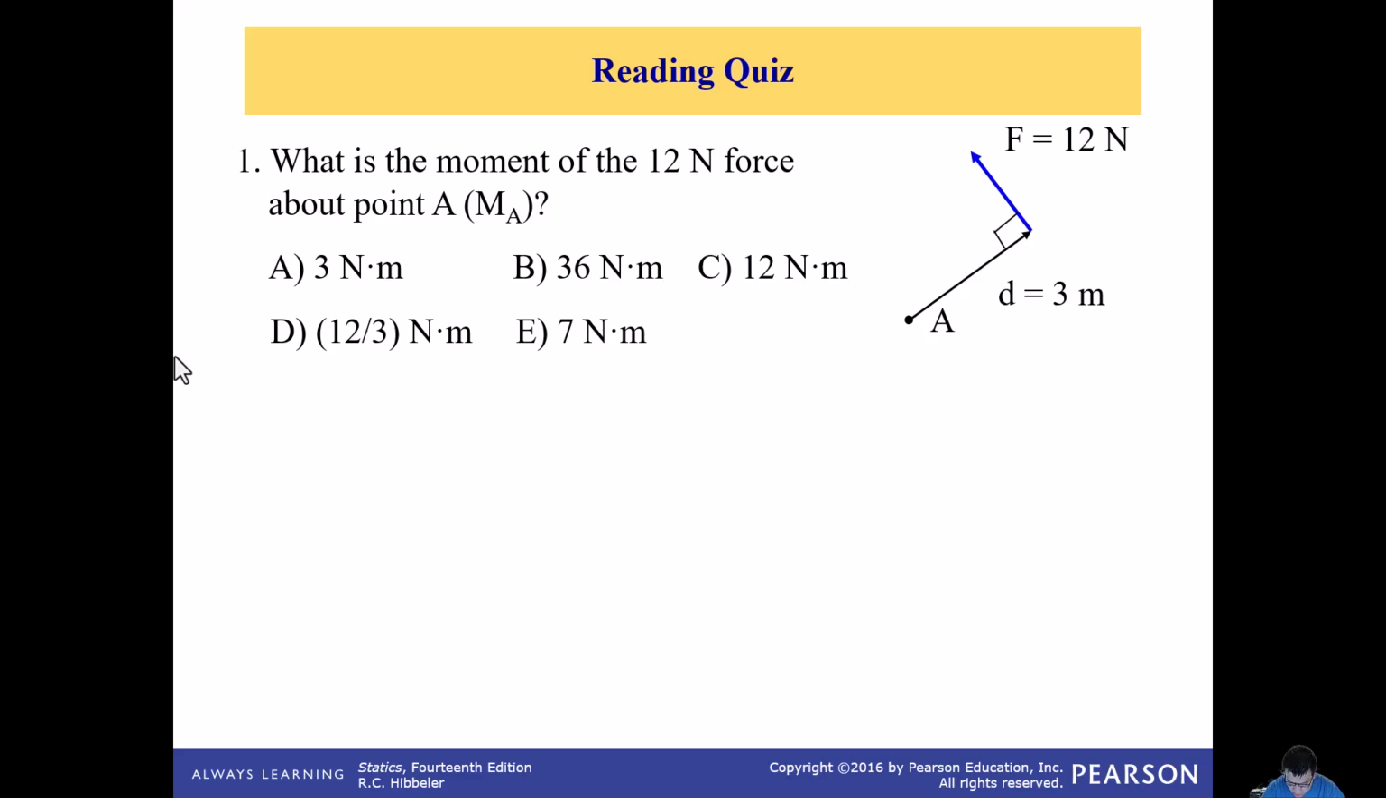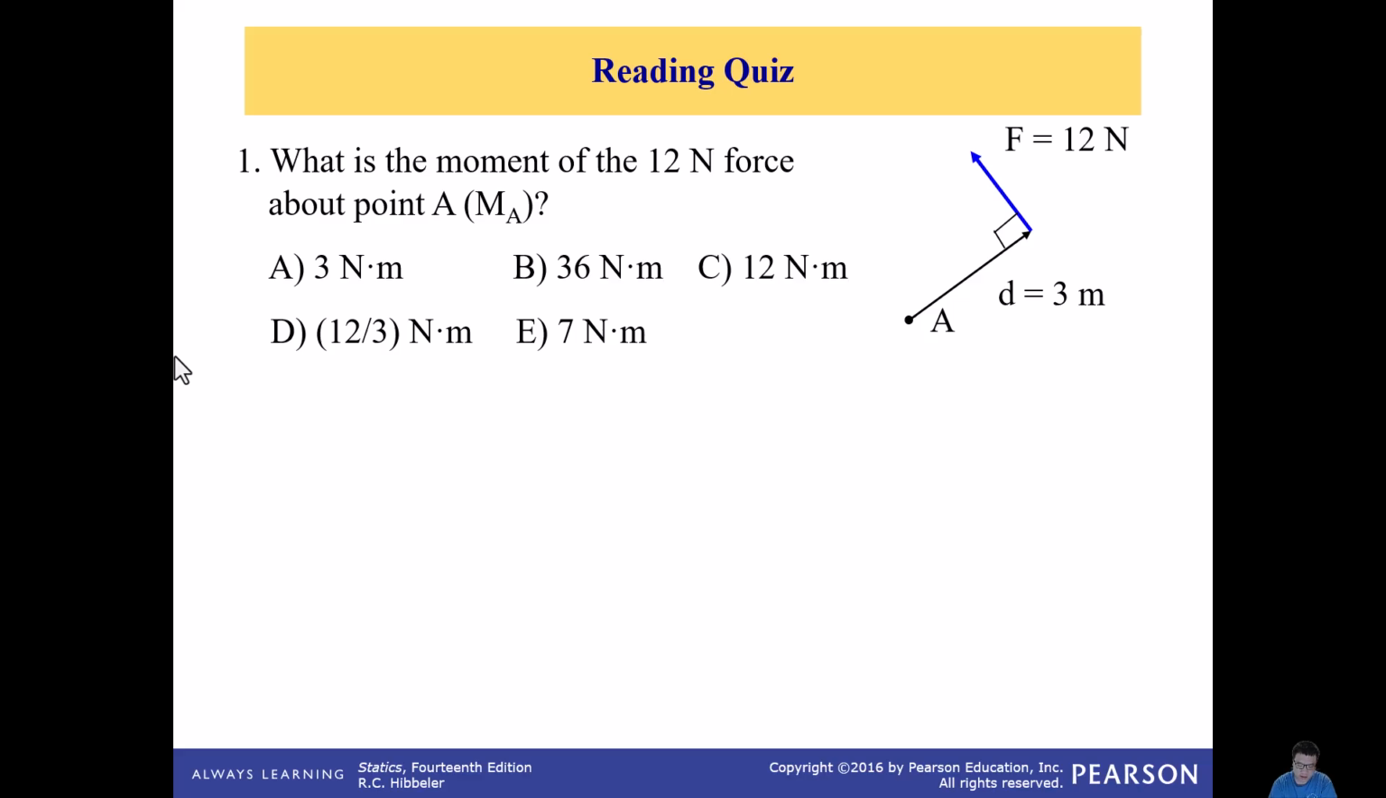My first question is, if I'm giving you a force vector F and also one point A, we know the 12 Newton force, what will be the moment of this force about point A? I believe this is something already discussed in your previous physics class.